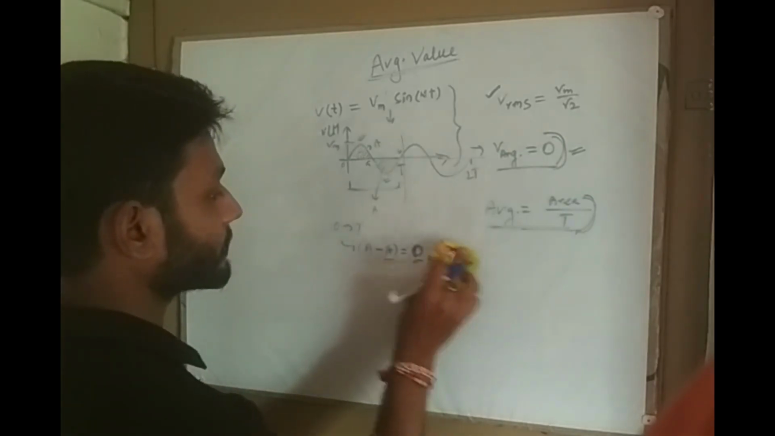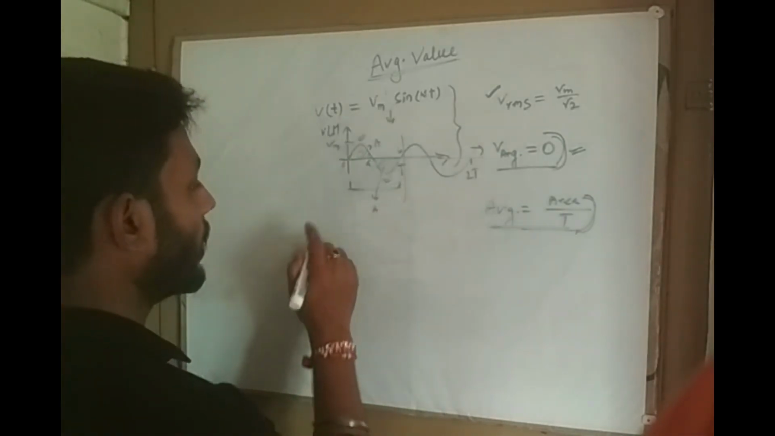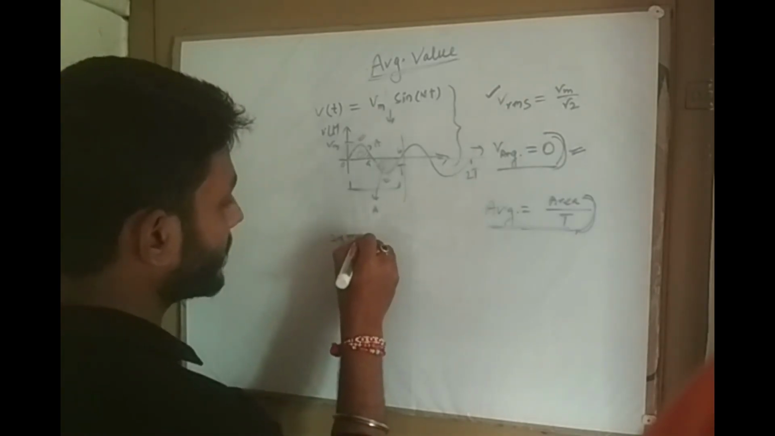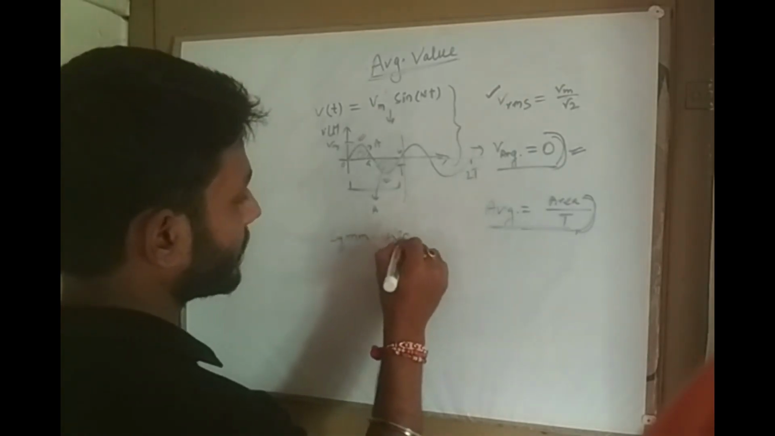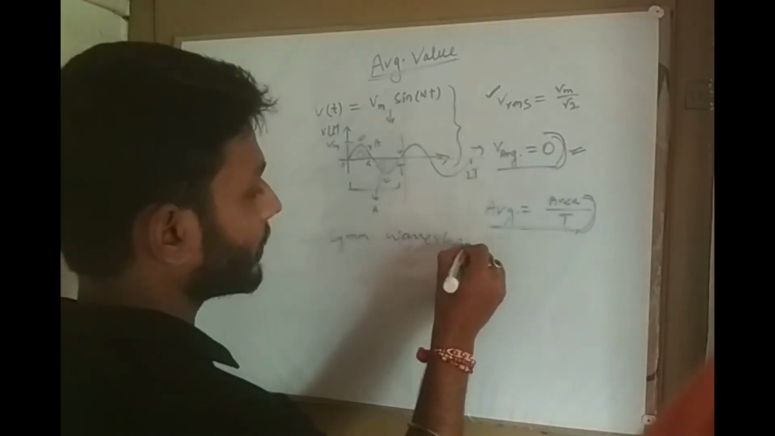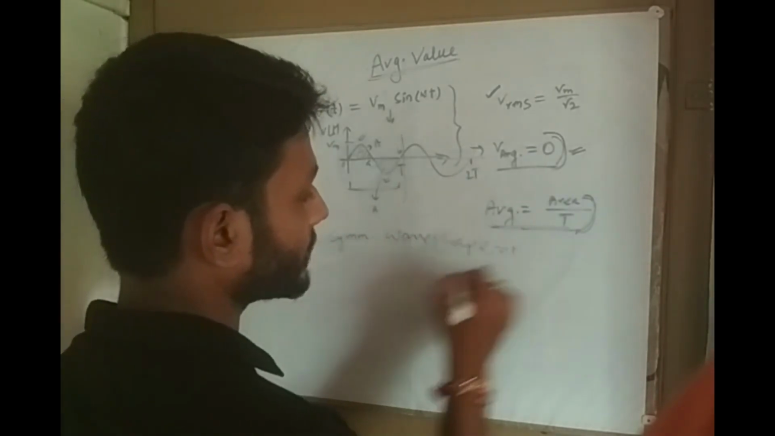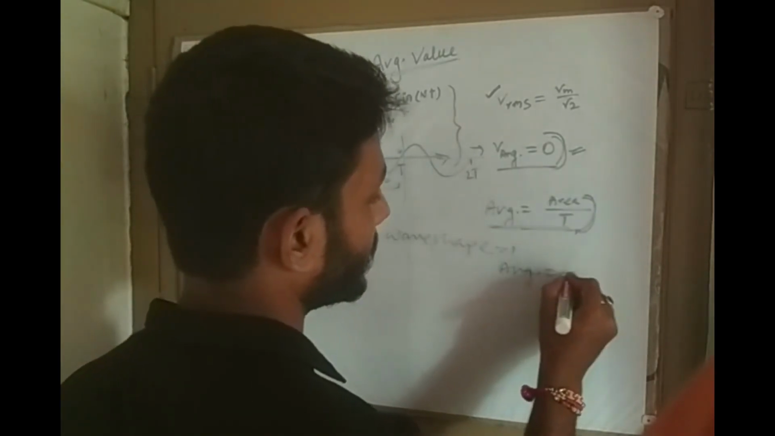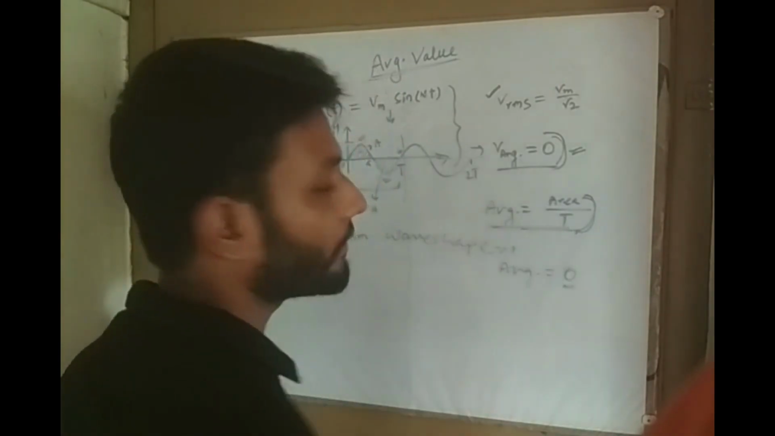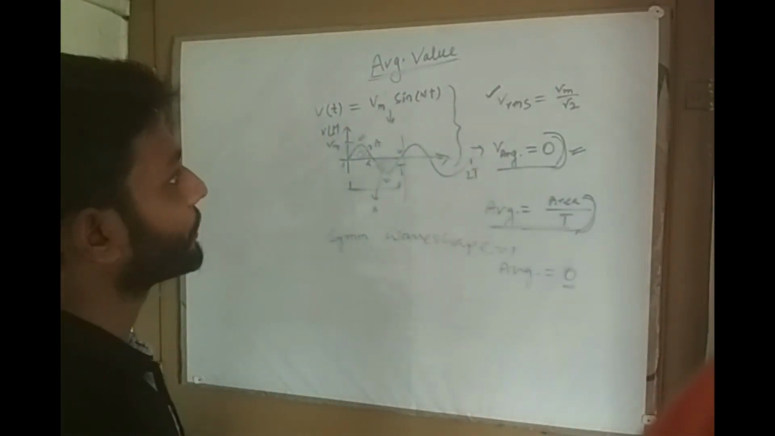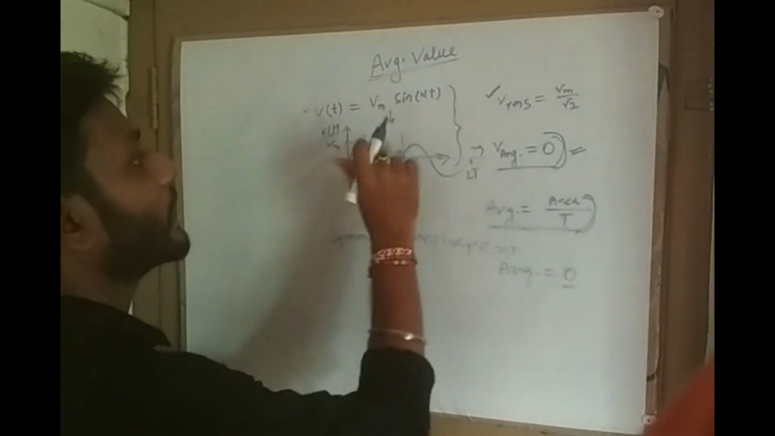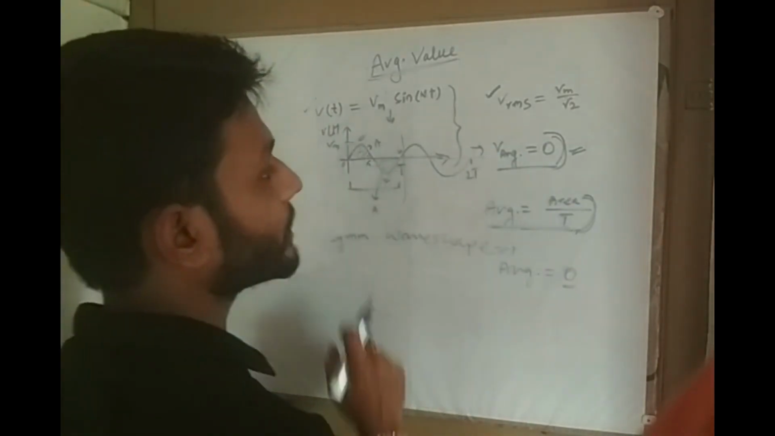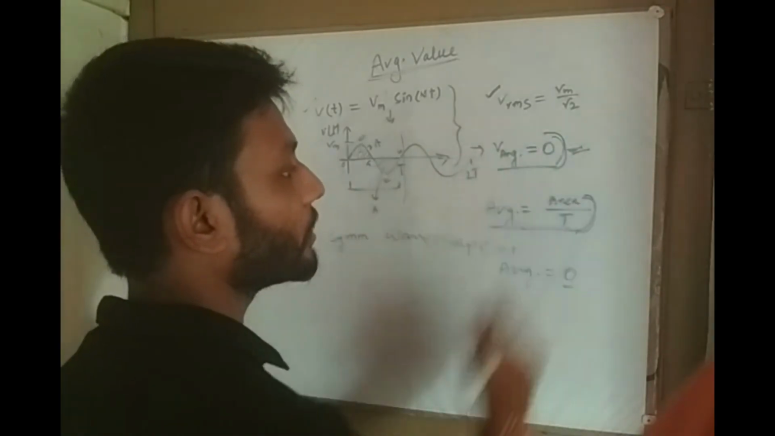So from here we can say for any type of symmetrical wave shape, the average value will be equal to 0. So if V of t equal to Vm sin omega t, or it is in terms of sinusoidal type of signal, then the average value will be equal to 0.